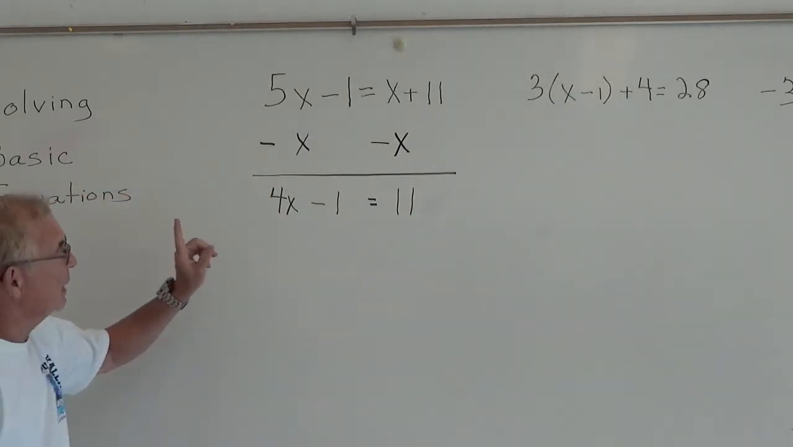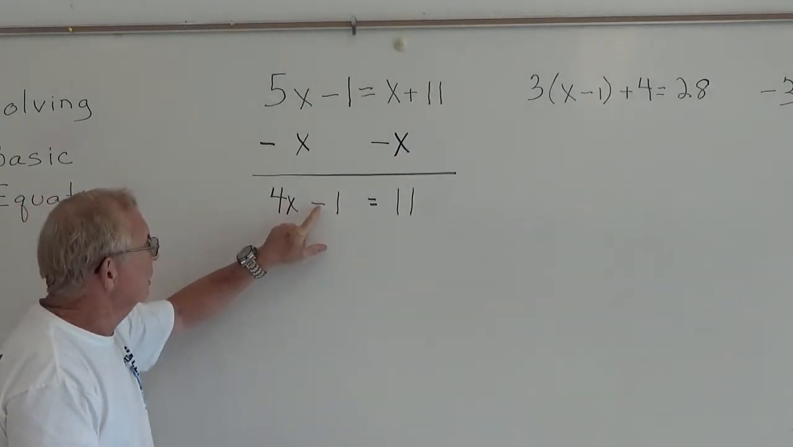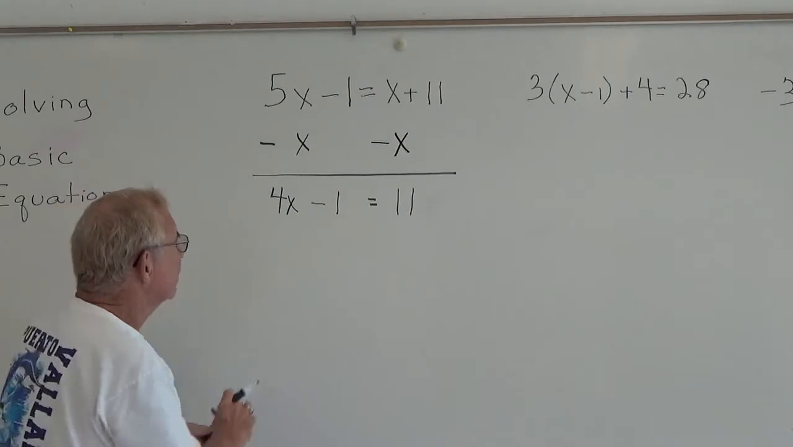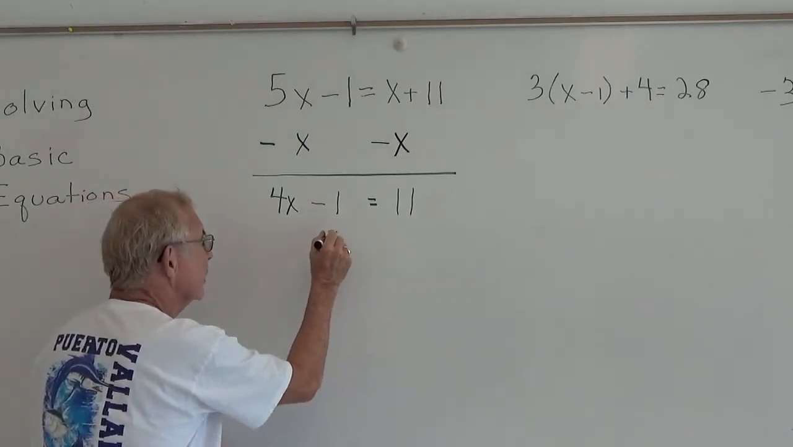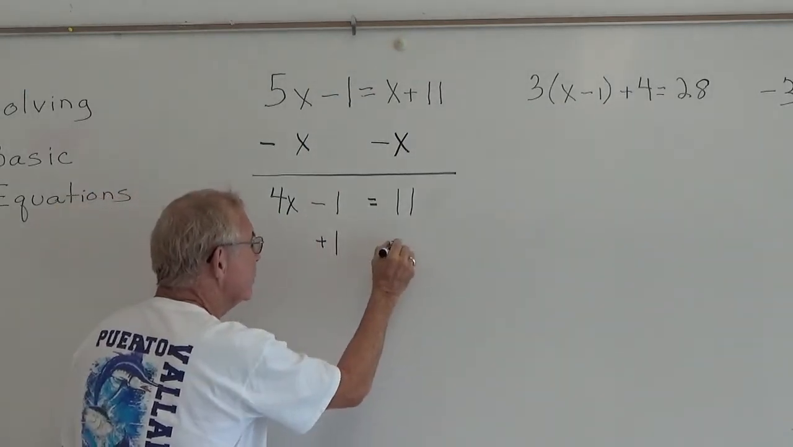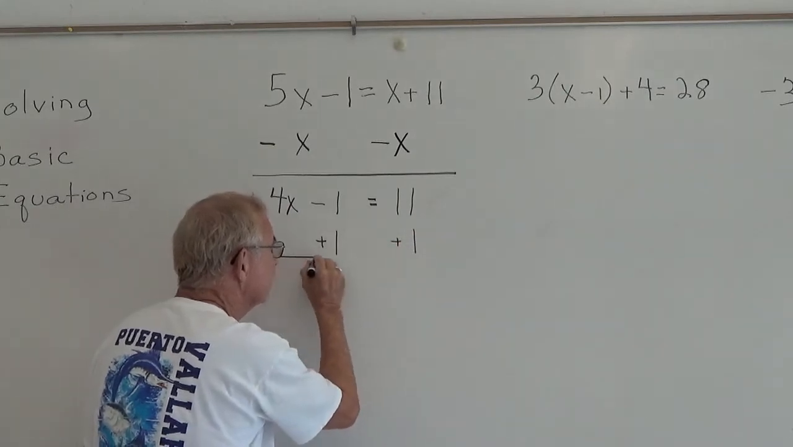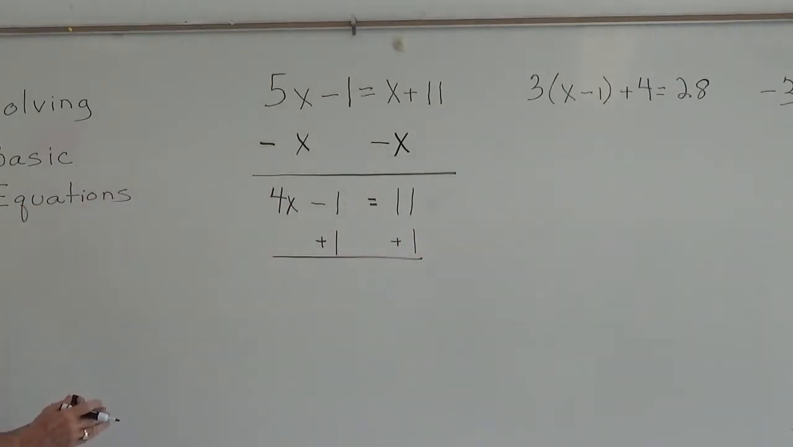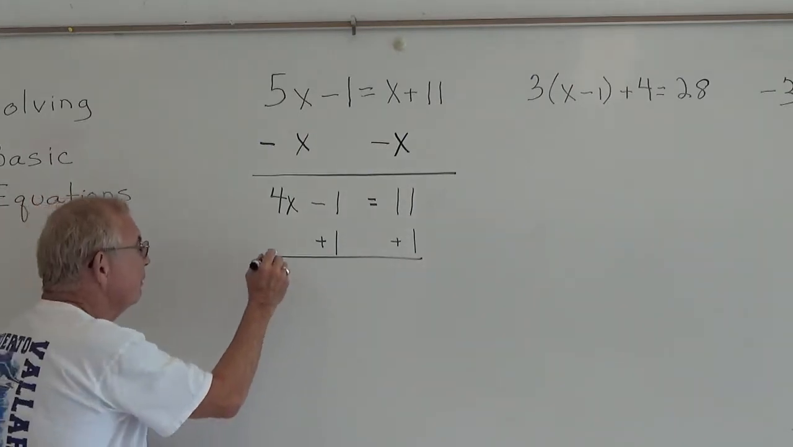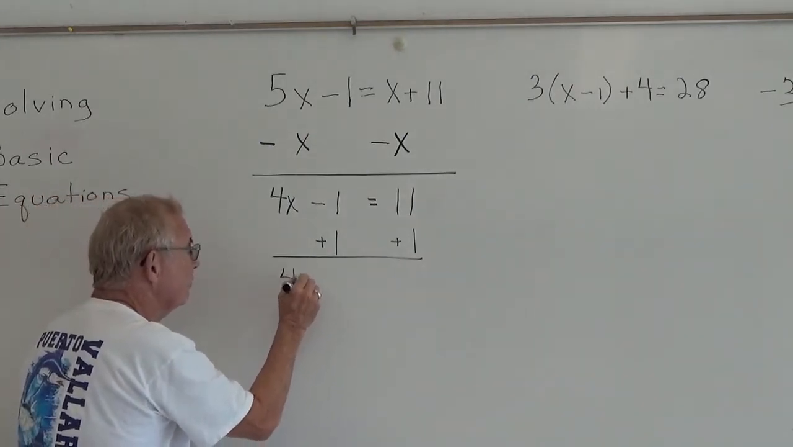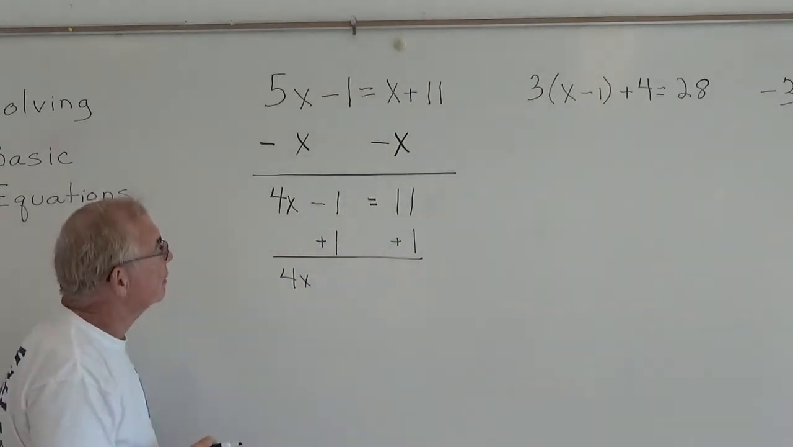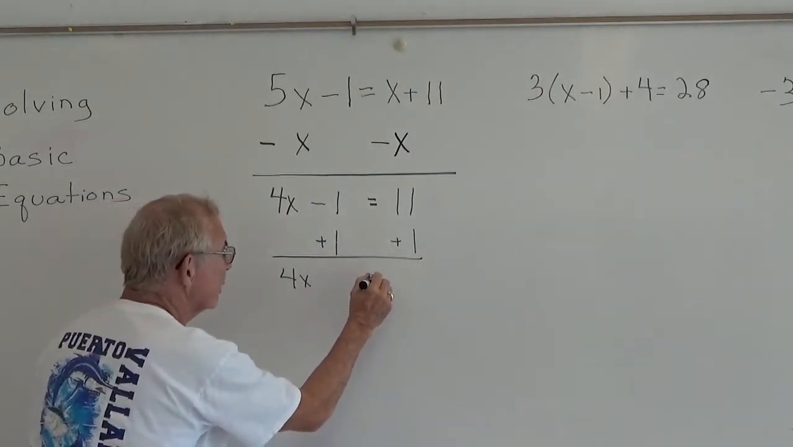Now, we need to get rid of a negative 1. So how do you get rid of a negative 1? You take the opposite, which is a positive 1. You do it to the left, and you do it to the right. Remember, you got to do it to both sides to keep it balanced. Well, you have 4x. Negative 1 plus 1 disappears. It's 0. And 11 plus 1 is 12.